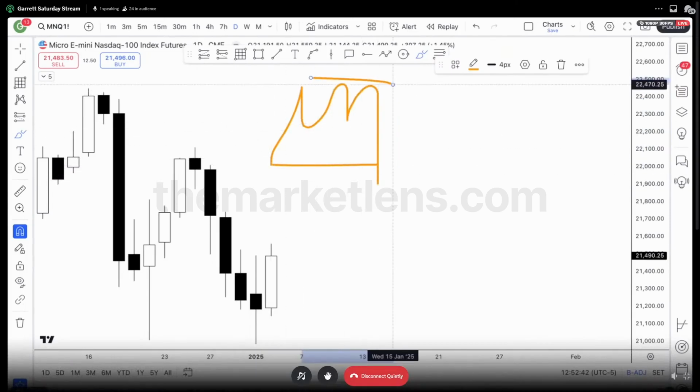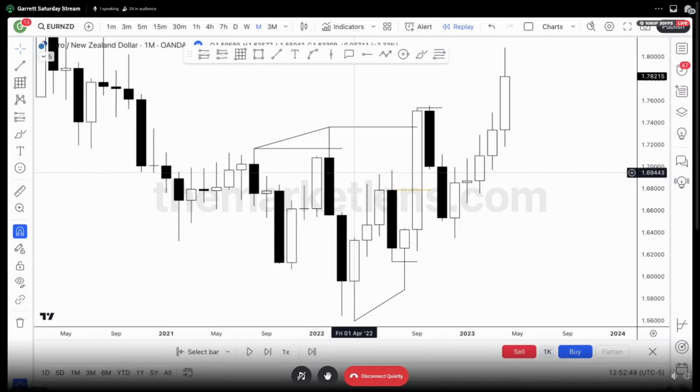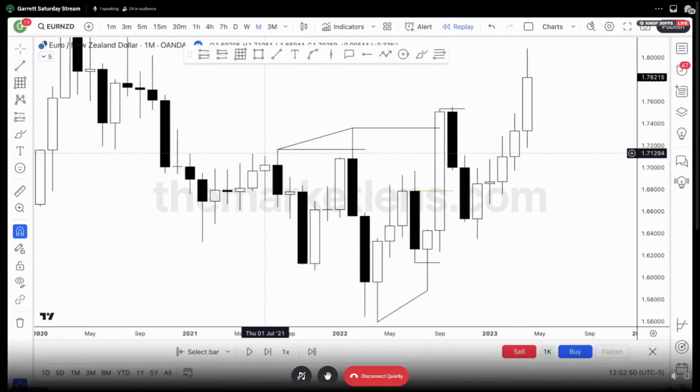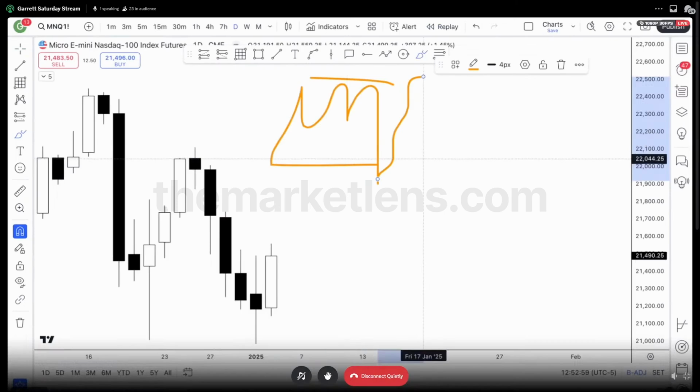If there are failure swings at the opposing side like that, you can see this on any time frame, by the way. If I go here, we have it right here. We manipulate this high to trade to all these failure swings. So this is a monthly time frame. It happens on every single time frame.